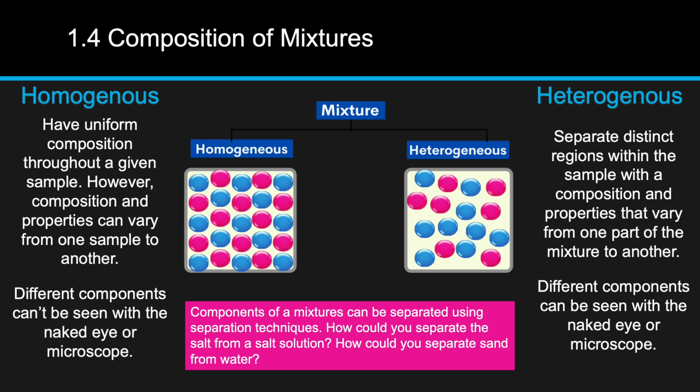So these different components can be seen with the naked eye. A very common example would be a chocolate chip cookie. If you're looking at that cookie, there are different compositions depending on where you're looking. Other heterogeneous mixtures would be sand and water, or a salad with different components, trail mix, oil and water. With these, you can see two or more different aspects of that mixture with your eyes.